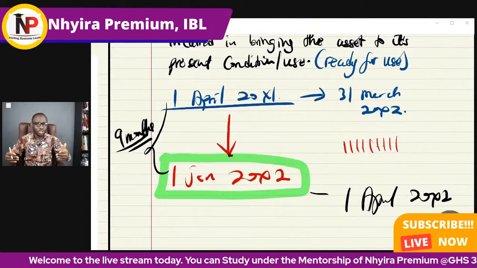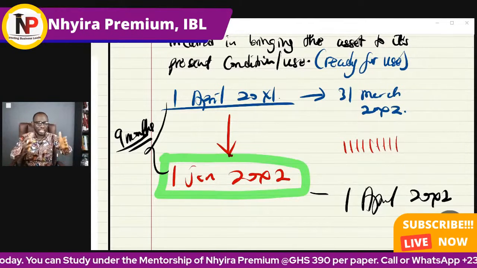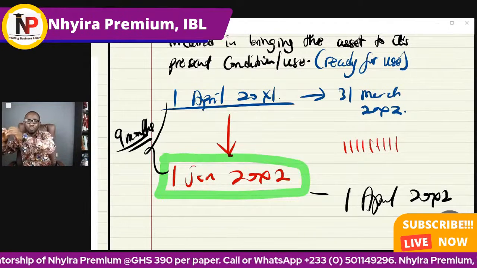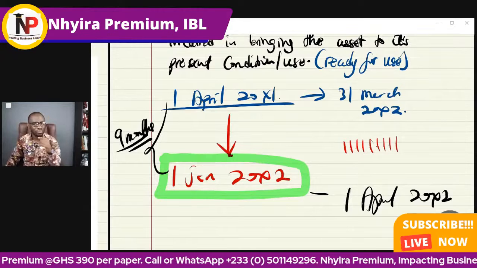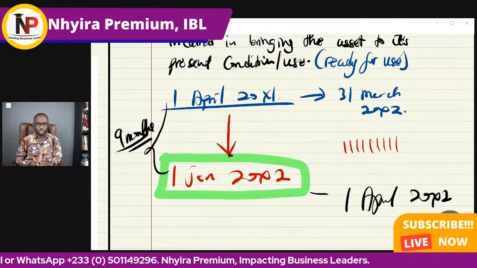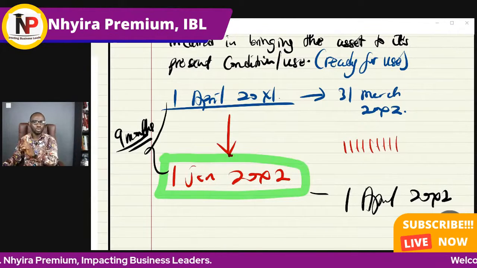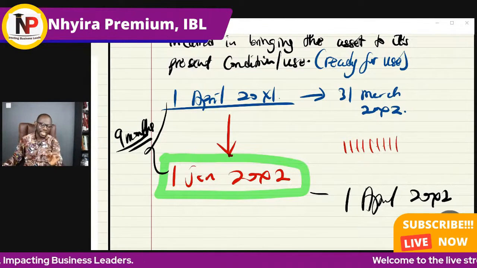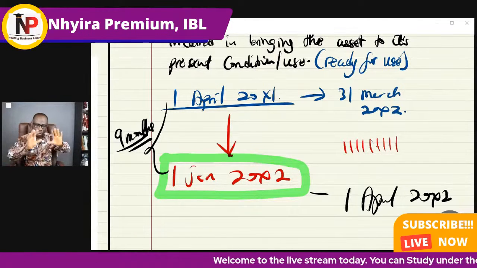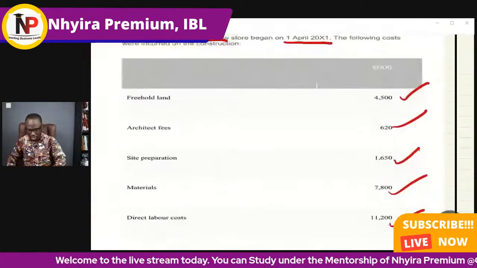Now, like I told you, any cost that is incurred between the period when the asset became ready for use and the asset was now being used will be written off in the P&L account and shall not be included in the initial cost of the asset. So we don't care when they started using the asset. Our focus will be on when they actually finished the asset ready for use when we are talking about initial recognition. Let's build it up.